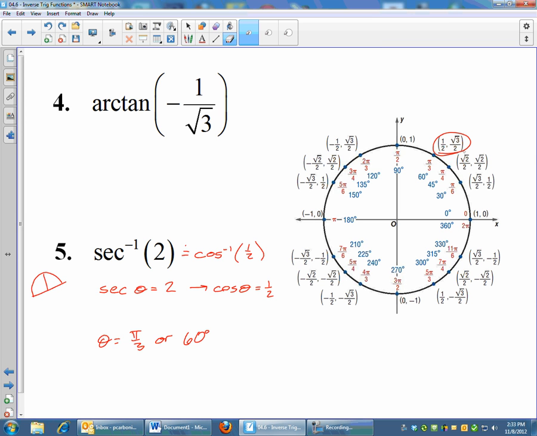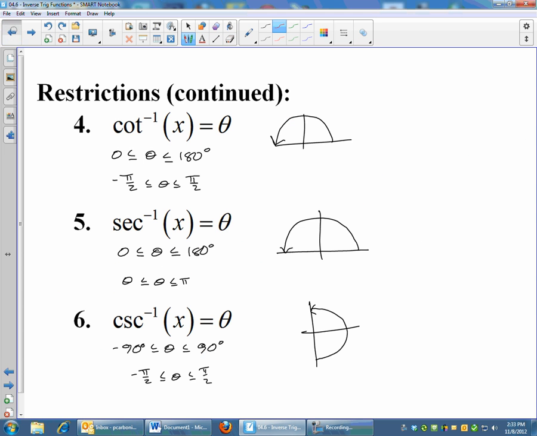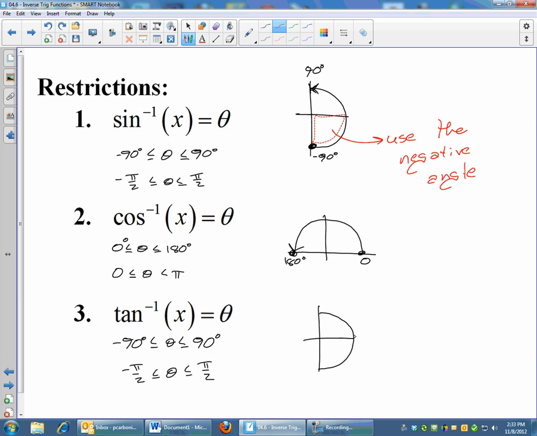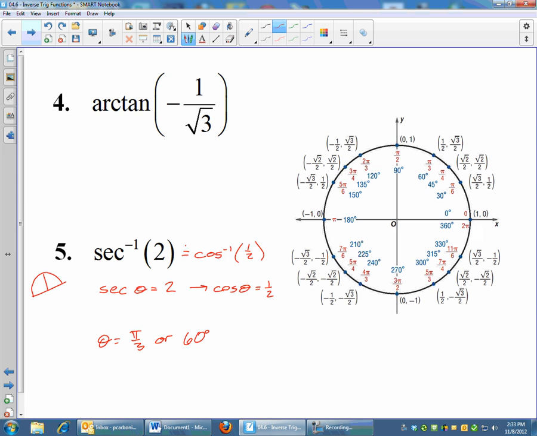Let's look at the inverse tangent one right there. Arc tangent of negative 1 over root 3. You need to know your restriction for arc tangent. Let's go back and see. Inverse sine, inverse cosine. Inverse tangent, you use the right half of the circle. So let me go back to my problem. Inverse tangent, we want to use just the right side. And I need tangent to be -1 over root 3.